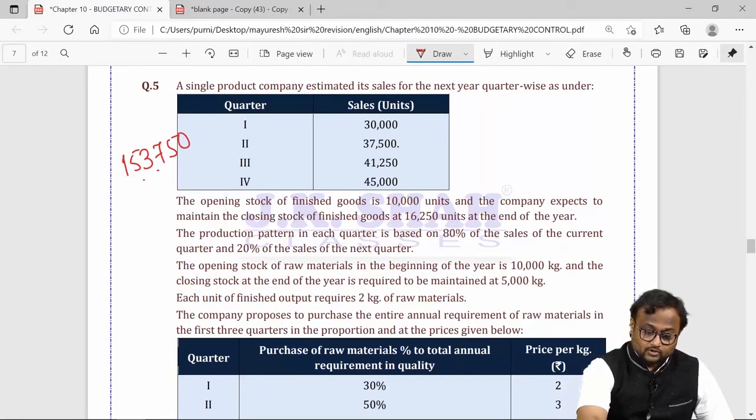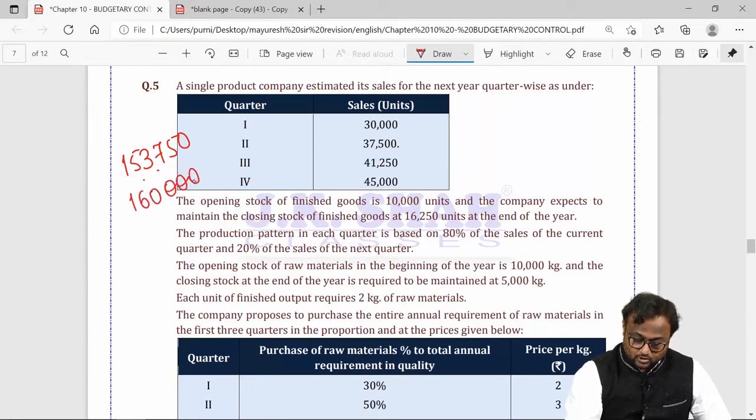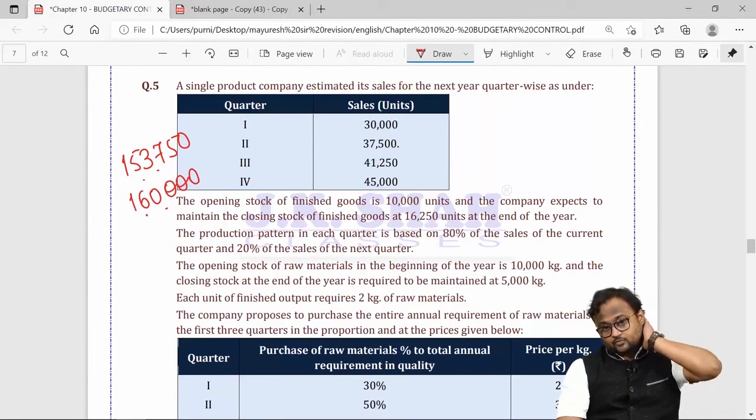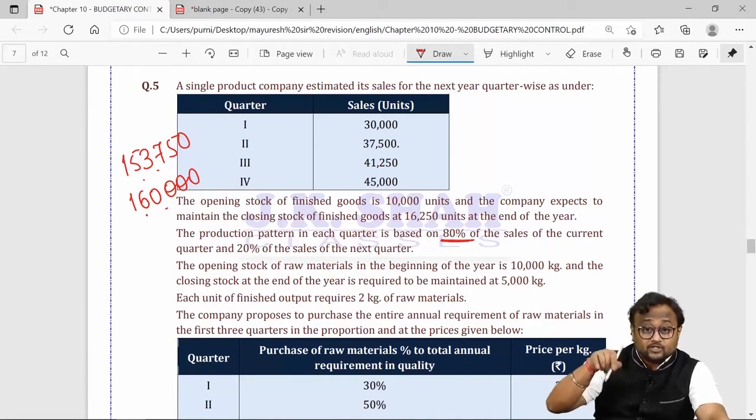You wanted closing stock of 16,250 after that. So you should have 1,70,000 units, but 10,000 you already have. So you decided to produce 1,60,000 units. Now the question says 80% of the current quarter is produced in the same quarter, plus you produce 20% of the next quarter.